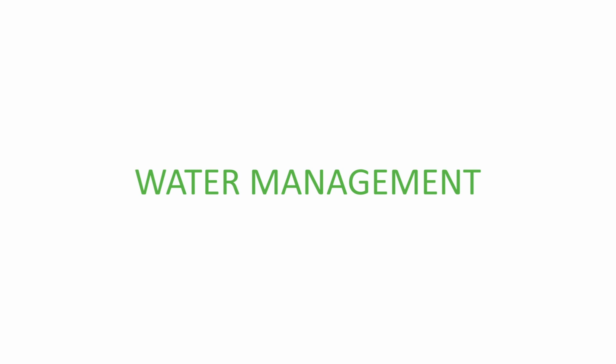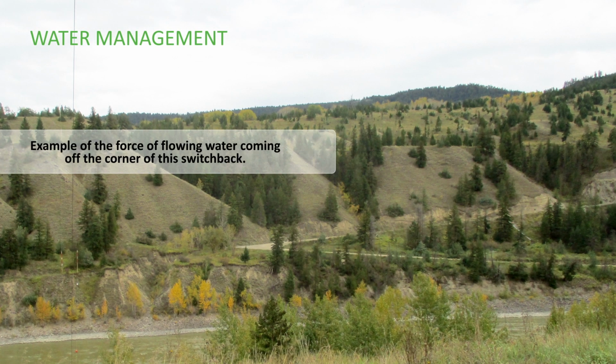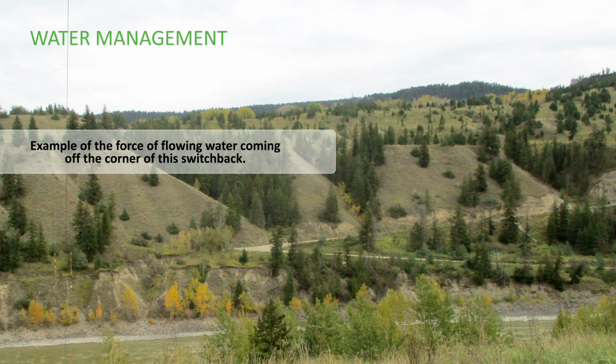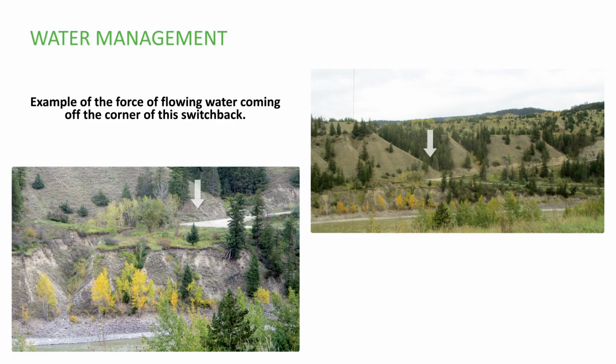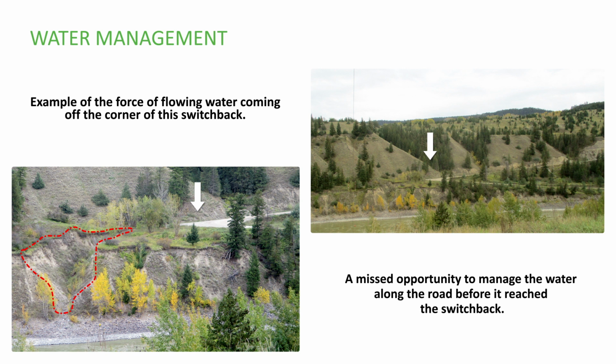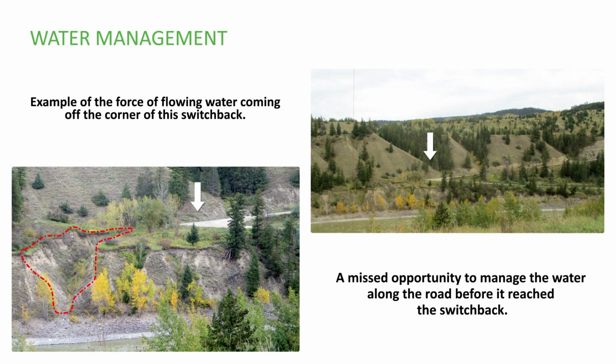Water management. Here is an example of impacts from a lack of water management. The arrow shows the same location in both pictures. The red dashed line highlights a large area eroded by the ditch water coming off the road. Here there was a missed opportunity to manage the water along the road before it reached the switchback. A better solution would have incorporated one or more cross-drain culverts and/or offtake ditches uphill of the switchback.